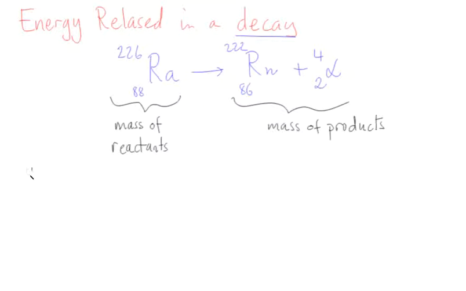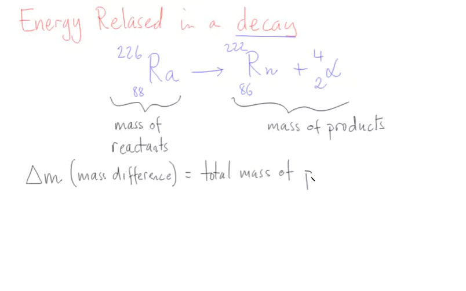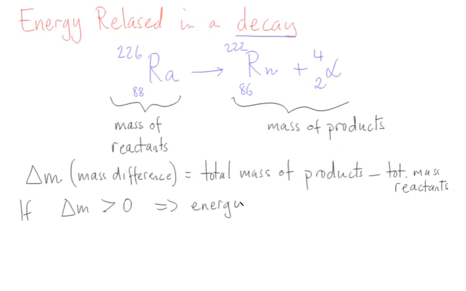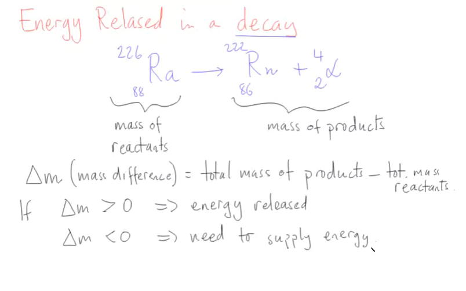Then the mass difference, delta M, is equal to the total mass of products minus total mass of reactants. And if the mass difference is positive, energy is released. If the mass difference is negative, then we need to supply energy for this thing to happen.